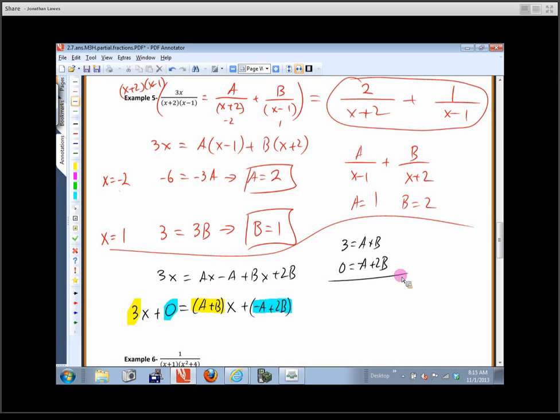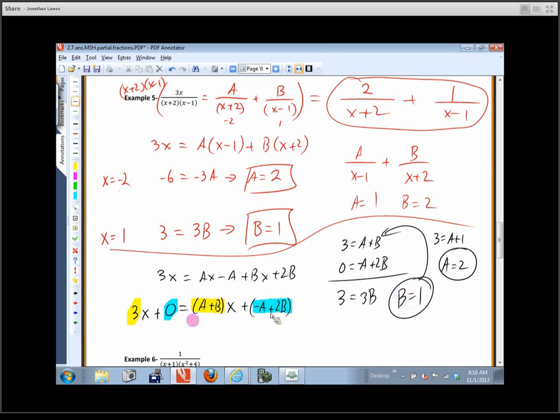So the cool part about this is it's already set up for elimination. If I just add those two equations together, I get 3 on this side. A minus a is 0, and I get b plus 2b, that's 3b. So what's b? B is 1. If I take this and I plug it in right here, I get 3 equals a plus 1, so that means a equals 2. So I got the same answers that I got before. I just did it a different way.